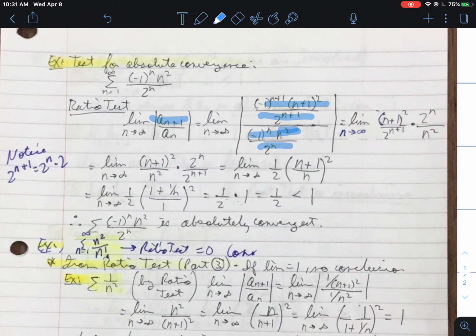Now, the absolute value knocks out the negative ones, right? So I don't care about the -1 to the n plus 1 or -1 to the n. I don't care about that. Absolute value is going to make everything positive.